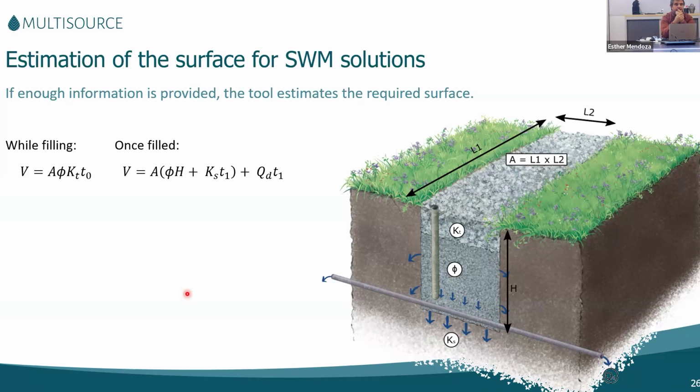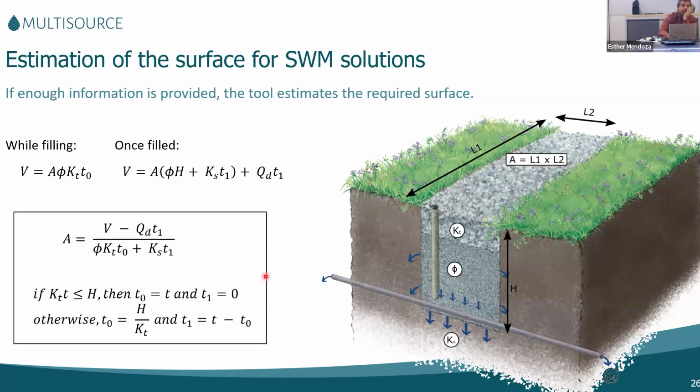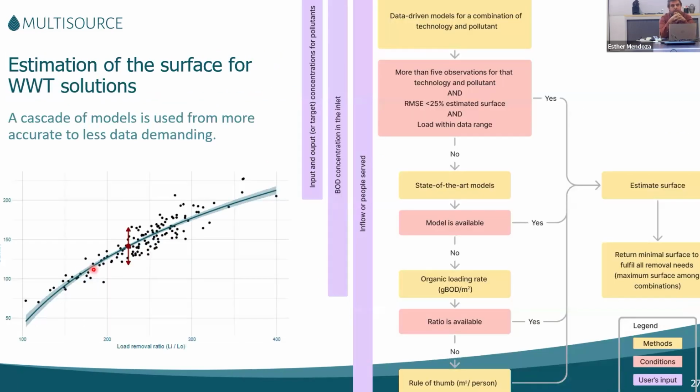Here we can see the model that we use to estimate the surface for stormwater management solutions. This is a simplified volume mass equation that as the parameters use the volume that the solution is receiving, that is the rainfall multiplied by the catchment area. And the parameters are the area, which is the surface of the solution, the porosity, the depth of the solution, and also the hydraulic conductivity of the solution, and also the hydraulic conductivity of the receiving soil. And also the equation includes the possibility of installing a drainage pipe for a faster drainage of the solution. We can use this equation just to isolate the surface area required, and then from here we can determine the surface.